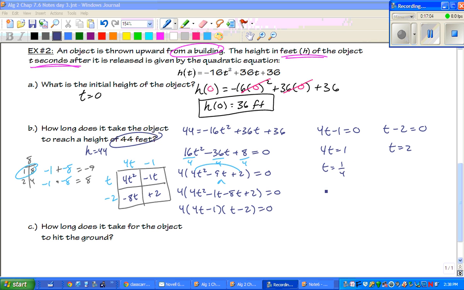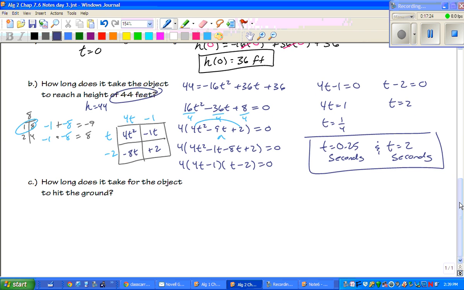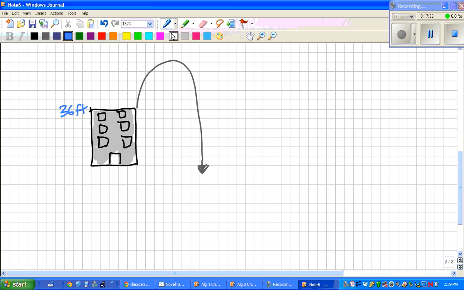Okay, so both of those times are positive. Now 1/4, if you think of quarters, t equals 0.25 seconds, and t equals 2 seconds. Real quick, just so we know, once again it's going to hit 44 feet at 2 different points, right up here around 40 feet, 44 feet.